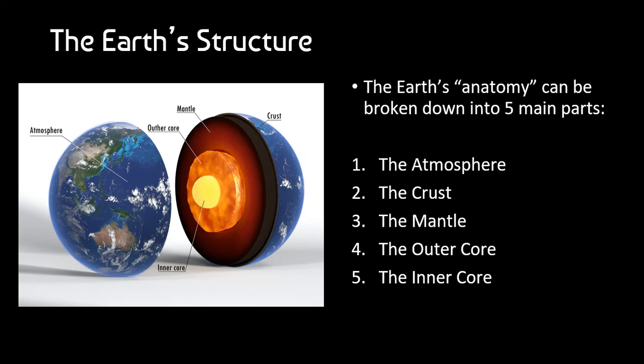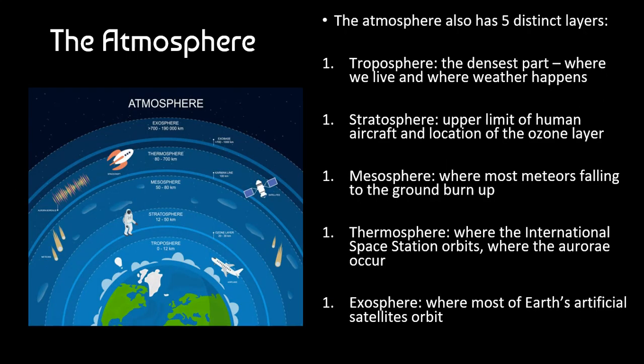Alright, so we'll begin with the Earth's structure. Now, the Earth's anatomy can be broken down into 5 main parts, and I'll get into a little bit more detail on each of these sections in a minute. First is the atmosphere. Next, we have the crust, then the mantle, then the outer core, and finally the inner core. So the atmosphere also has 5 distinct layers.